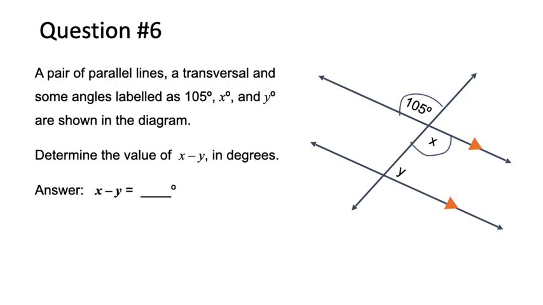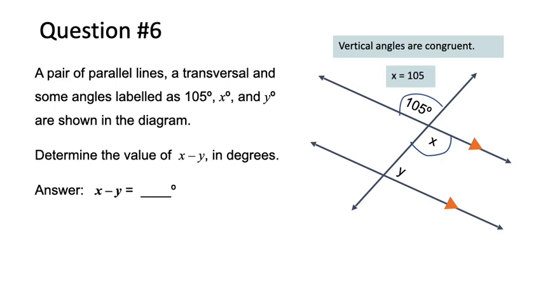All right, so first of all, we're noticing that these two angles that are marked are called vertical angles because they're formed from a pair of intersecting lines. They are congruent. Therefore, x is equal to 105. So I know x is 105.